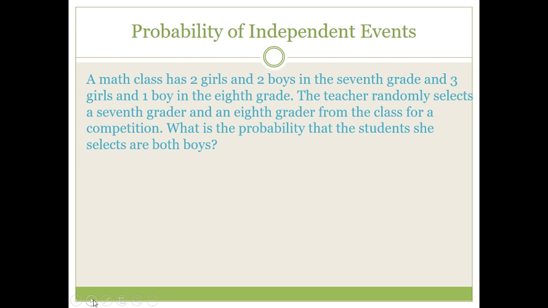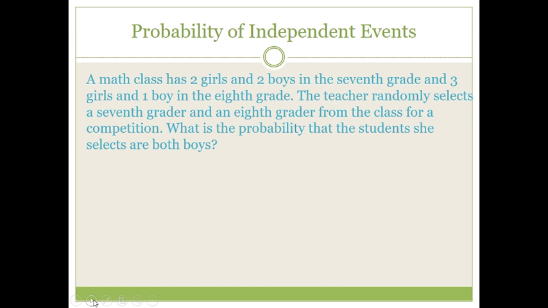And so let's take a moment, and after doing that problem, see if you can answer this probability question. A math class has 2 girls and 2 boys in the 7th grade, and 3 girls and 1 boy in the 8th grade. The teacher randomly selects a 7th grader and an 8th grader from the class for a competition. What is the probability that the students she selects are both boys? So we're going to pick one student and then another student, and we're going to find the probability that both of them happen to be boys.